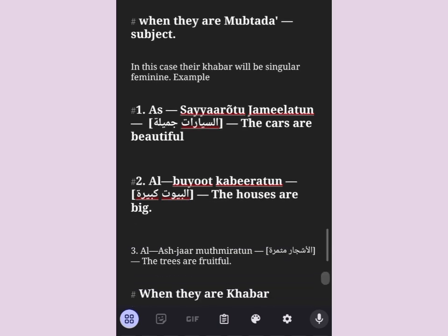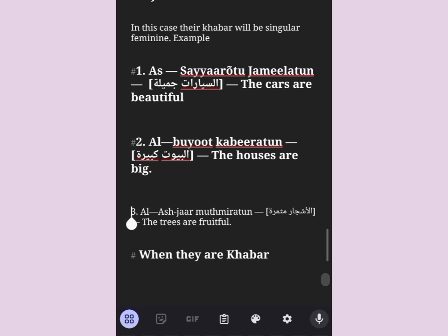We have البيوت كبيرة. البيوت is a plural of non-living things. So yes, the khabar will be singular feminine. البيوت is a broken plural. If you revise the previous lesson on plurals, we talk about two types of plurals there. This is a broken plural, which is one of the types of plural that we have. So it's a plural of irrational things, so كبيرة is going to be the khabar, singular feminine. The houses are big.